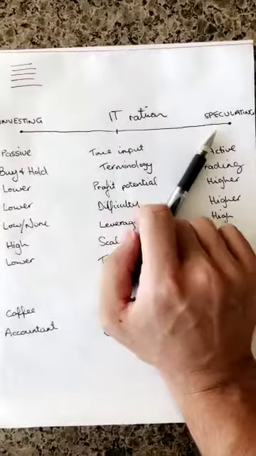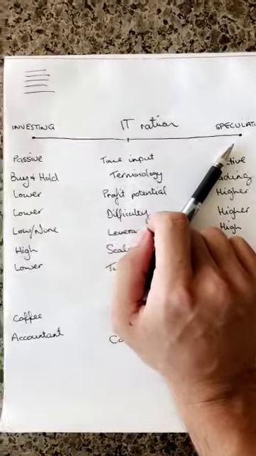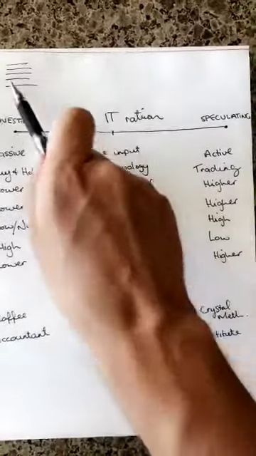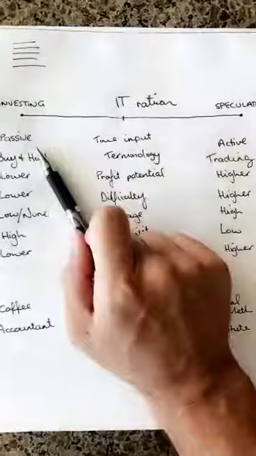And if you become a pure speculator, you will get your ass hosed. And I suggest instead, go over here and buy some index funds. Save, save, save, save, save, create a kitty, buy some index funds.